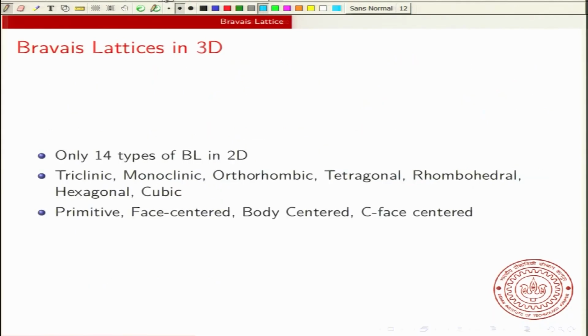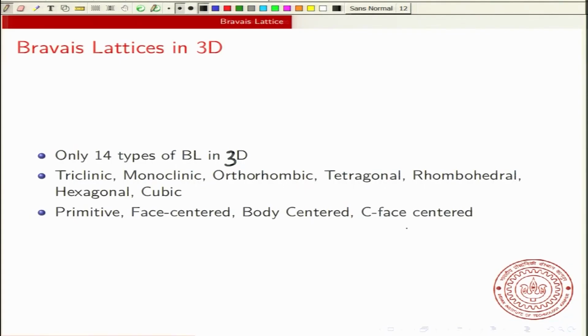Now in 3D, it turns out that there are only 14 different types of Bravais lattices. These 14 different types of lattices are the triclinic, monoclinic, orthorhombic, tetragonal, rhombohedral, hexagonal, and cubic. And within each of them, there are different kinds. There are primitive, face centered, body centered, or C face centered.